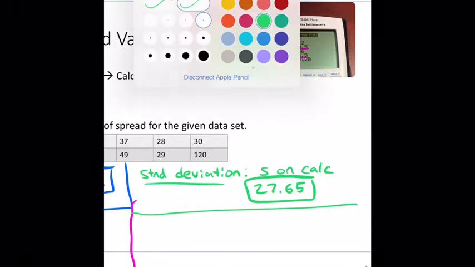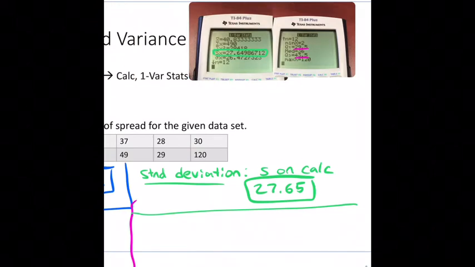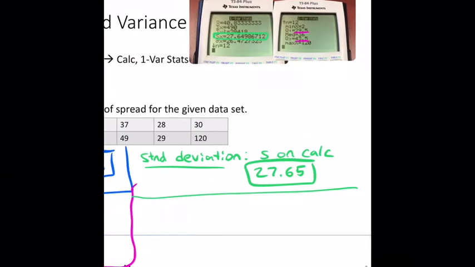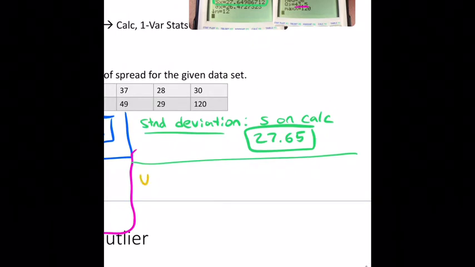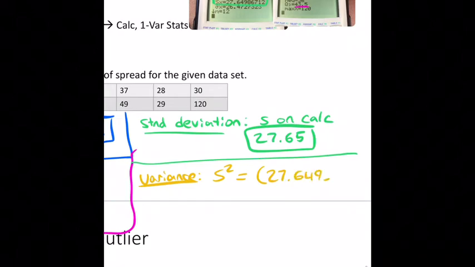Finally, we're going to talk about our variance. Your variance is S squared. So we'd have to do just a little bit of work. Variance is S squared. In this case, that's going to be 27.64986712 squared. I'm going to take the exact number from the calculator when I square it.